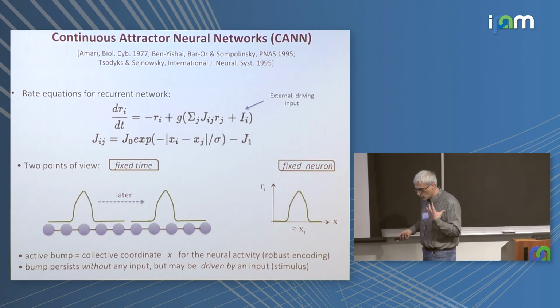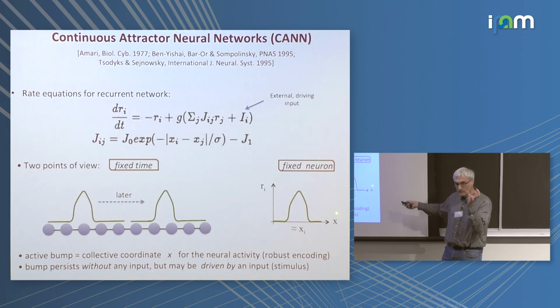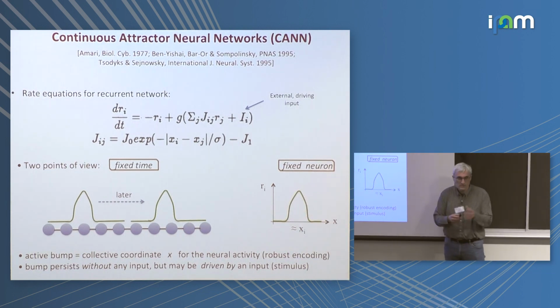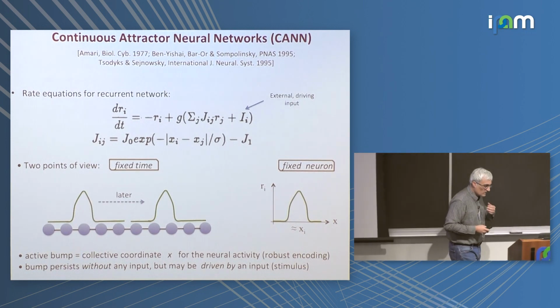And now if I am one neuron, and if I look at the activity, then what will happen is that the activity of the neuron as a function of this collective coordinate, which could be the position of the animal, will be almost equal to 0, except when x is close to xi, which is the center of the place field. And that corresponds really well to what is seen in experiments.